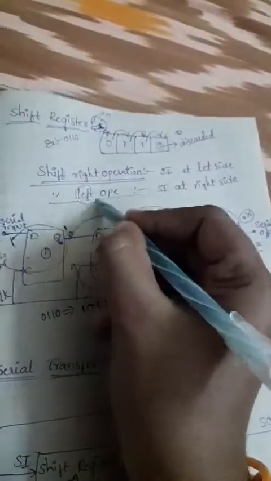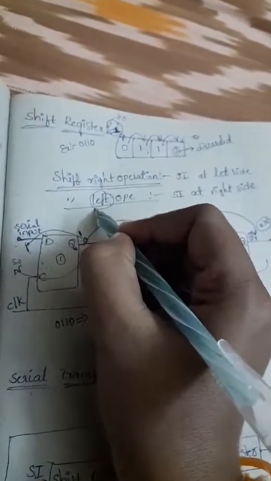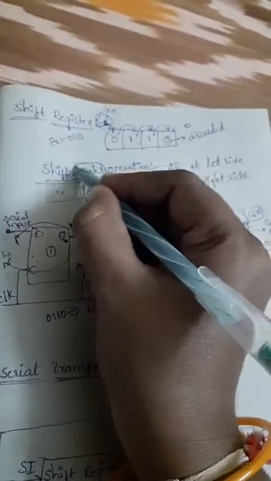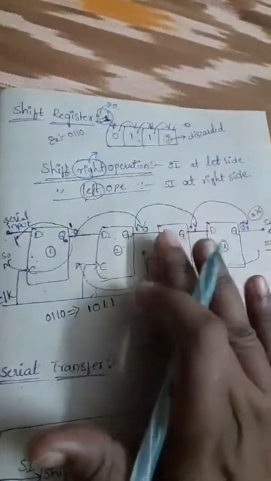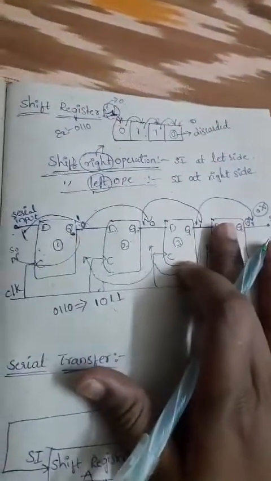That means we can move from right to left. So the major point is, at left only you have to collect the output. So shift right operation means at right side only you can collect the output part. Okay, so this is the basic shift register operation.